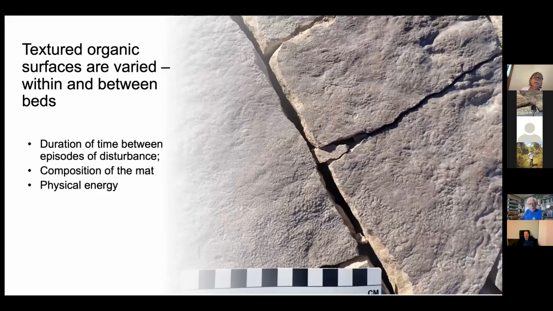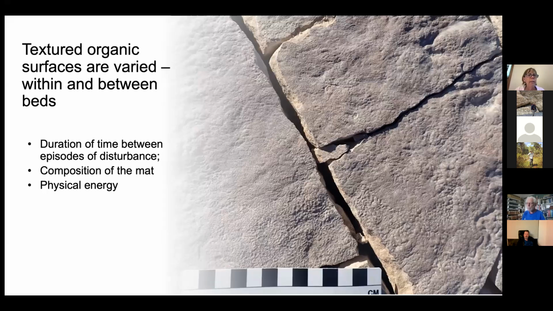The textured organic surfaces are varied within and between beds. The variation can be due in part to the duration of time between episodes of disturbance, the composition of the mat, and the physical energy involved, the environment of the mat. These things matter a lot in terms of the resulting ecology and ultimately the resulting sedimentology. So if you're sitting here thinking she's about to get deep in the weeds with these textured organic surfaces, where we're going is to look at the impact on sedimentology and ecology and biology of these ecosystems.